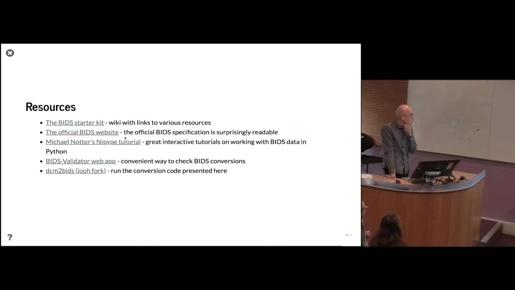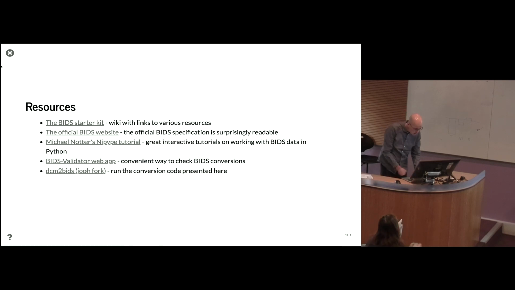So just to wrap up, here are some useful resources that you can look at. This slideshow is available online, so you can check these out in your own time. I especially want to mention Michael Notter's Nipype tutorial, which is a really good way to get started if you want to do a deep dive into Python and neuroimaging and working with BIDS data there. There's some cool stuff there. If you want to look at this code, you can check out dcm2bids on my GitHub.